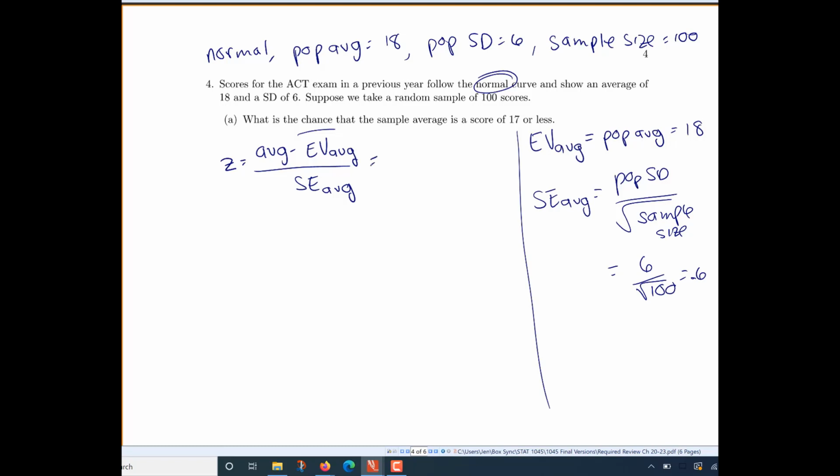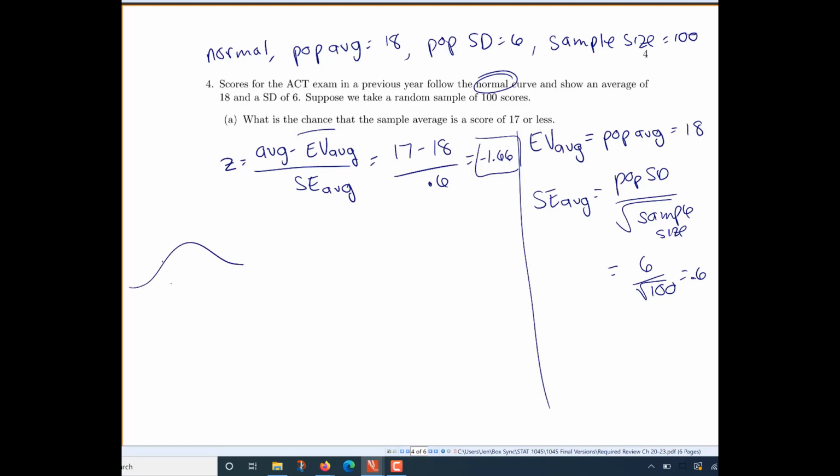Okay, now let's plug that in. My average that I'm interested in is 17. I expected to get 18. And my standard error is 0.6. So that gives me negative 1.66. That tells me I was 1.66 standard errors away from the average. That's not too bad. We expect to be kind of 1 or 2 standard errors away.